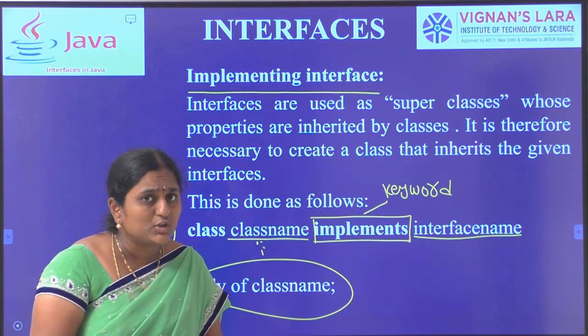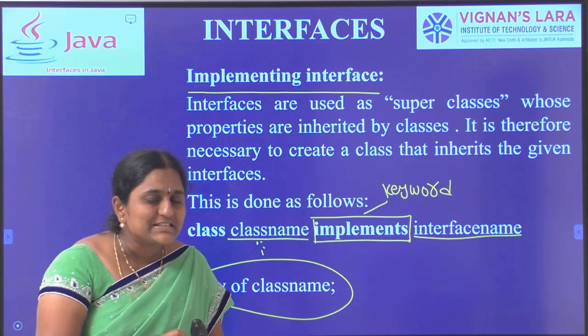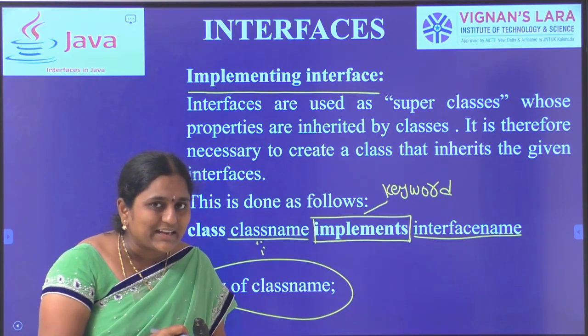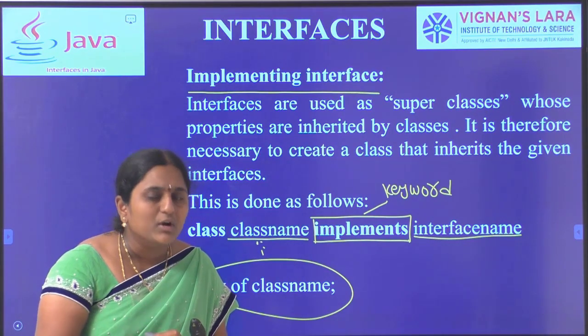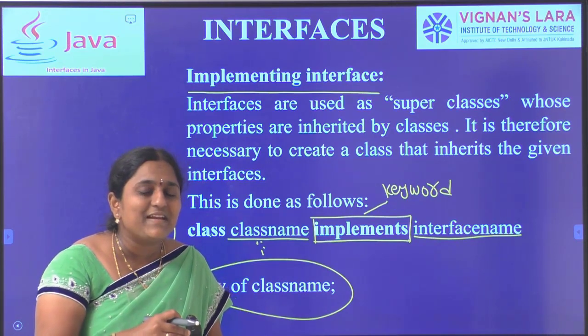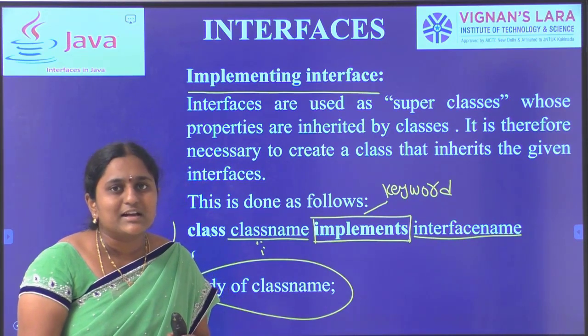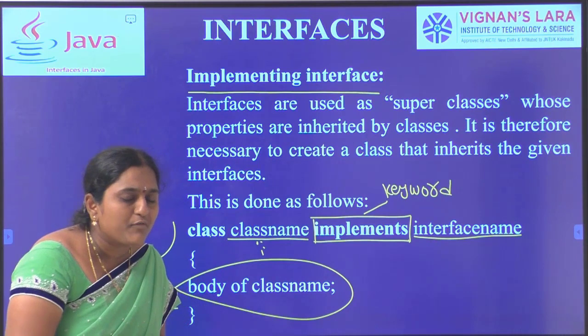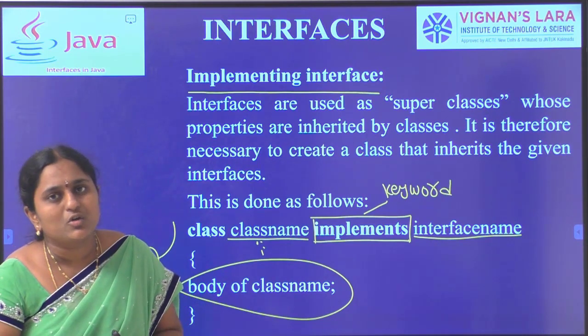What is the functionality of the implements keyword? The implements keyword explicitly declares or mentions whether the corresponding class is providing the body of the interface methods or not. The corresponding class provides the body of the interfaces or not.